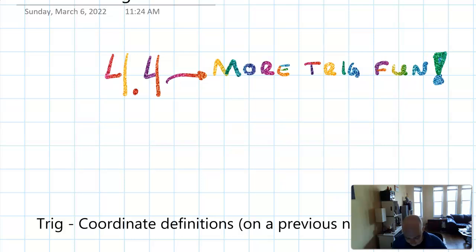Today we're going to look at section 4.4, which I would entitle More Trig Fun. It's just kind of more problems that relate to the trig ratios, kind of in every quadrant. So we're starting to break free of the unit circle and get back to maybe some triangles, maybe some coordinate systems. See, these are just some other things you can do with the knowledge of trig that we now have.